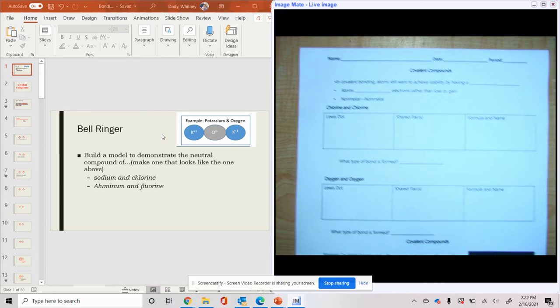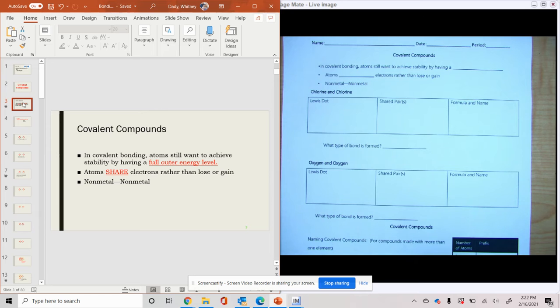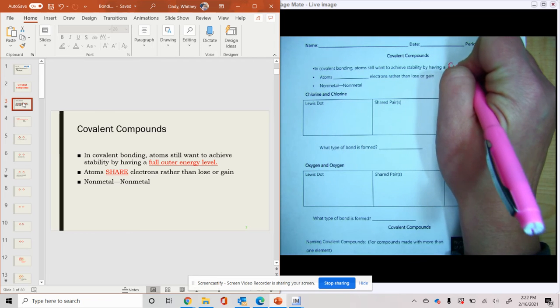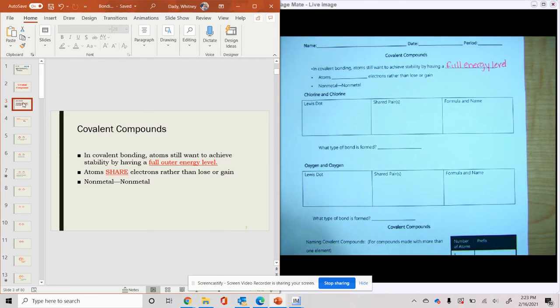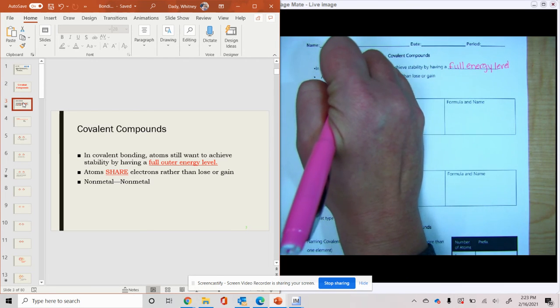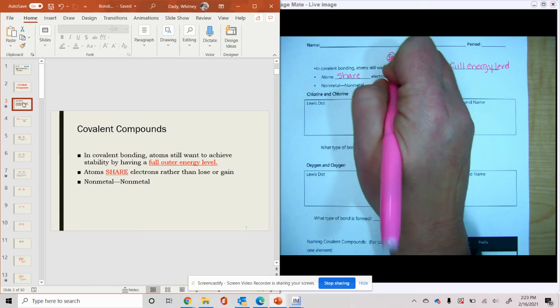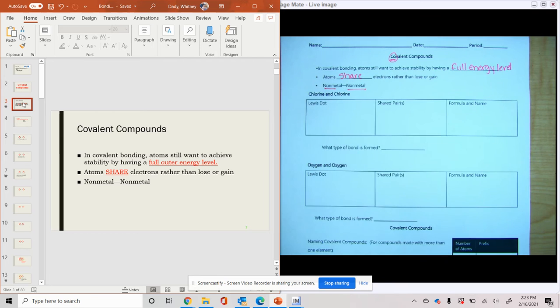All right, and so a covalent bond, it says, in covalent bonding, atoms still want to achieve stability by having a full energy level, or a full octet. So atoms here are going to share electrons. Co means to share. They share the outside electrons. And notice it happens between a nonmetal and a nonmetal. That's why it's important for us. The first thing we need to determine is if it's a metal and a nonmetal or a nonmetal and a nonmetal.